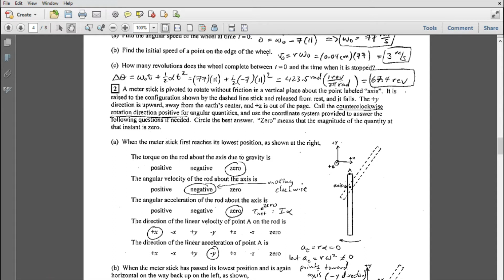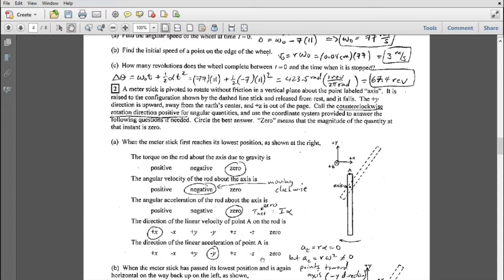Angular velocity of the rod about the axis is positive, negative, or 0. Remember, we're saying rotations in the counterclockwise direction are positive. In this case, it's rotating in the clockwise direction at the instant shown, so that would be a negative angular velocity by that convention. The angular acceleration of the rod, in this case, we can use torque net equals I alpha. We already found there's no gravitational torque. No other forces are trying to twist it one way or the other, so the net torque is 0 at the instant shown right there, and therefore the left-hand side is 0. I is non-zero, so alpha has to be 0.